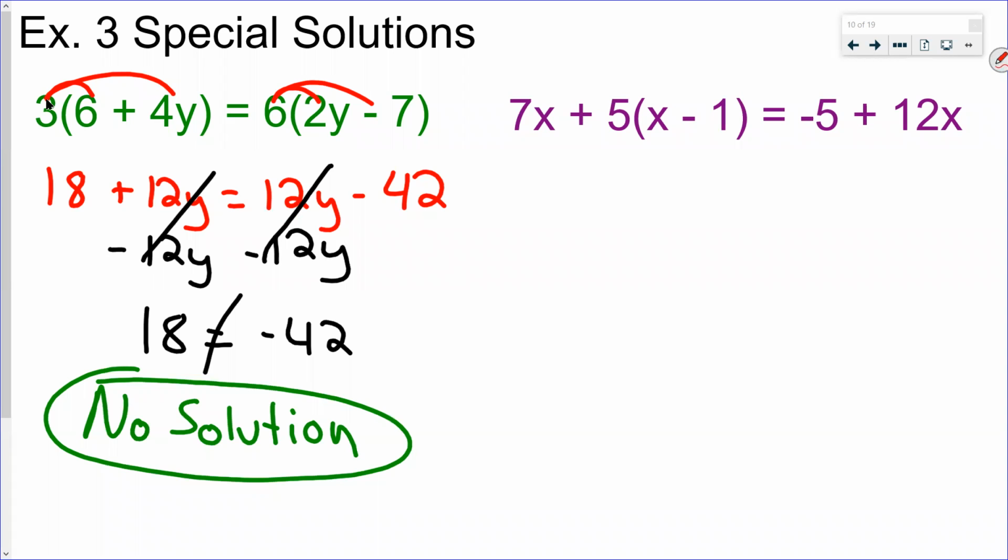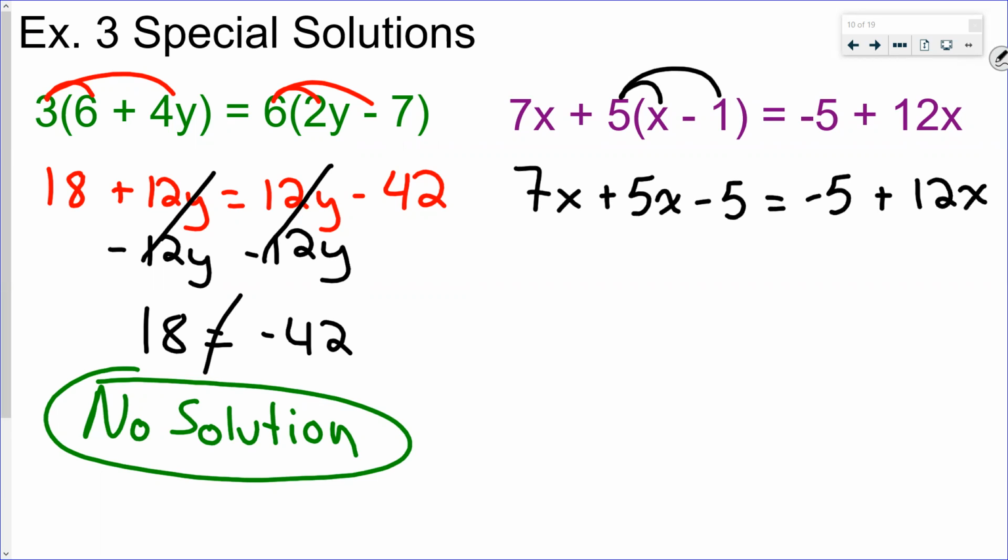So let's see, hey, there's grouping, so I got to distribute. Okay, so let me distribute this 5 through. So that leaves me with 7x plus 5x minus 5 equals, nothing to distribute over here. All right. So I got rid of my grouping. Now I need to see, are there any like terms to combine? There are. I have this 7x and this 5x. 7 plus 5 is 12x minus 5 equals negative 5 plus 12x.